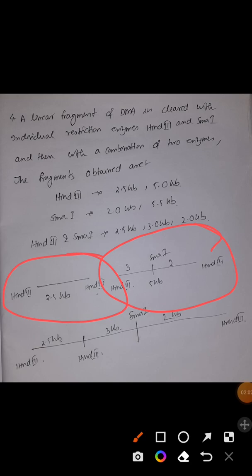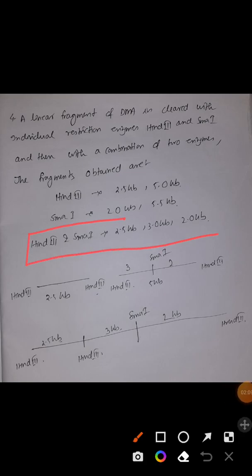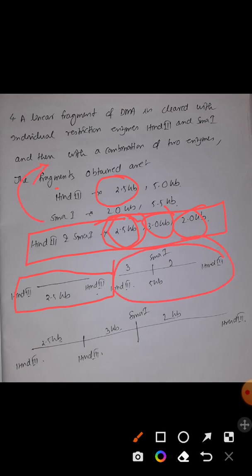Okay, very well. Among them, now let's focus on the double digestion product. What the double digestion product wants to tell us is that three kinds of fragments, 2.5, 3 and 2, are generated. Simple. Now if you focus that 2.5 is exactly the fragment generated by HIN3, then we can conclude that this 2.5 is exactly the 2.5 generated by HIN3. That means the restriction site in case of SMA1 will be on the 5 kb fragment, right? And that is what the rest of the fragments want to tell us, that 3 plus 2 is equal to 5.